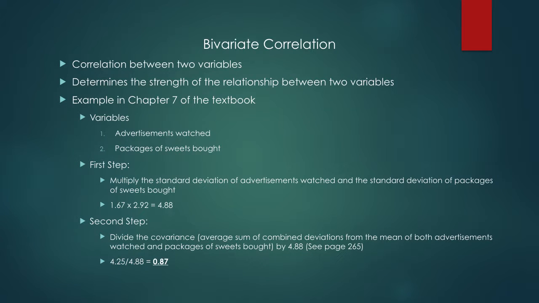As part of our discussion this week, we're supposed to be talking about the similarities and differences between the different types of correlations. The first correlation is the bivariate correlation, and the book defines that as the correlation between two variables. What this does is determine the strength of the relationship between the two variables.